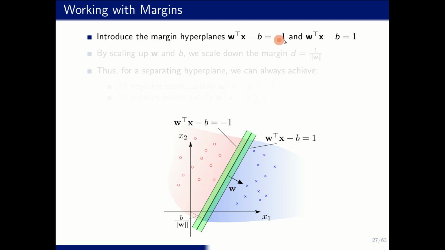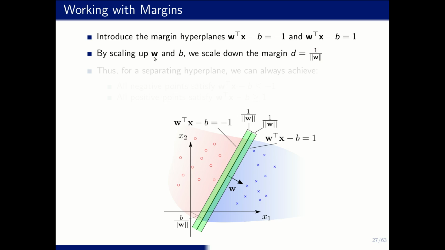The first one is this so-called negative margin hyperplane, which is slightly shifted into the negative half space. And we have this one, w x minus b equals +1, slightly shifted in the positive half space. We call these the margin hyperplanes. Similarly as we computed the distance of a point to the separating hyperplane, it can be easily shown that the margin, the distance between the central hyperplane and the margin hyperplanes, this margin d, is 1 over the norm of our separating hyperplane's normal vector.